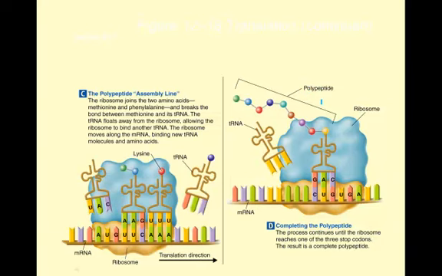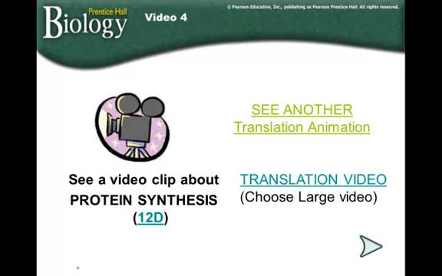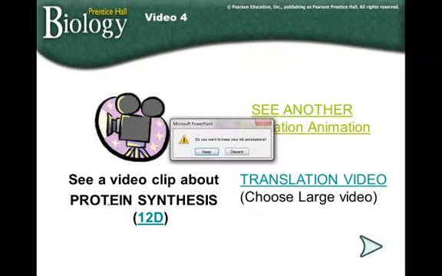Peptide bonds are the kind of bonds that hold amino acids together. So polypeptide, many amino acids hooked together. This is the beginning of our protein. We're going to keep adding amino acids, and when we get to the end of the line, we're going to release our protein. So we're going to watch a little movie about how this whole process works.